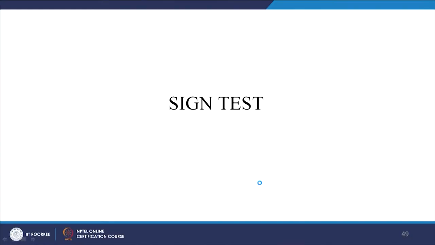The next test that we talk about is called the sign test. Now, what is the sign test? If you see, the sign test is not a very powerful test, although it has its own application. Now, let us see what the sign test is. The sign test is a test for examining differences in the location of two populations based on paired observations that compares only the signs.